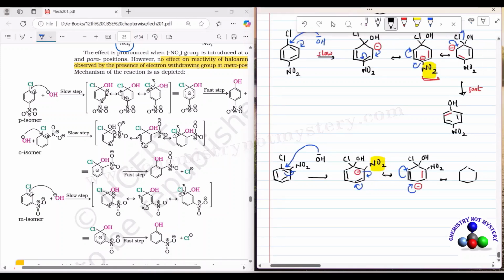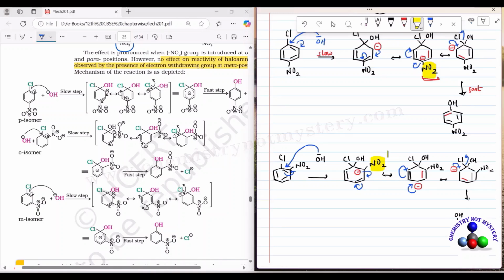In this resonating structure, this bond will remain as it is, which is bonded to NO2 and OH. Here is Cl. Now a new bond will be formed at this position and a negative charge will develop at this position. Now this negative charge moves between these two bonds and expels the Cl in the form of Cl negative ion. So here you will get the product of the reaction. In this product, these two bonds remain as they are. Here the NO2 group is bonded and now here you will get OH and a new bond is formed at this position. So that's how you will get your product.